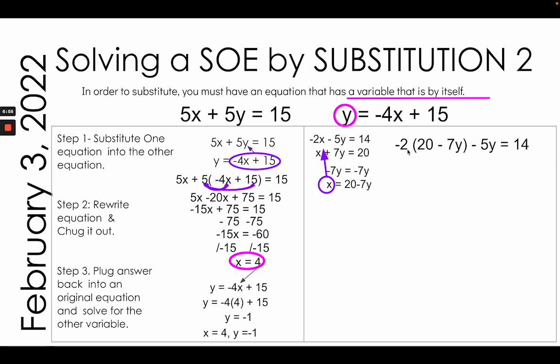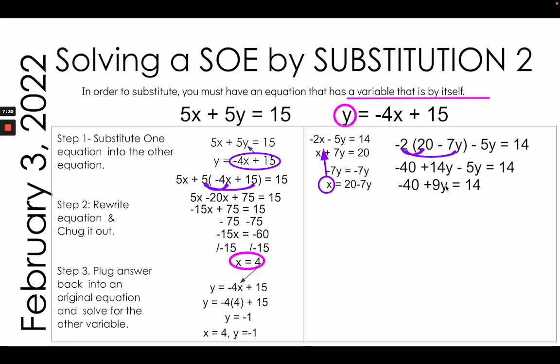We have a parenthesis, so we know we're going to have to distribute the negative 2 to the 20 and the negative 2 to the negative 7y, and we're going to get negative 2 times 20 is negative 40. Negative 2 times negative 7y is positive 14y. We're going to drop the rest of the equation, minus 5y equals 14. And now we're going to combine like terms. 14y minus 5y is going to be equal to 9y.